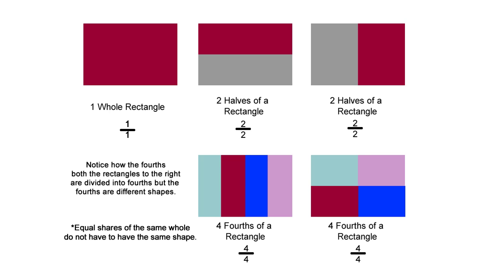In other words, as you can see from the rectangles at the bottom, the rectangles are the same size. They are cut into 4 equal parts, but in different ways. So even though a fourth on the left rectangle is different from a fourth on the right rectangle, they are still 1 fourth of the rectangle and still represent the same amount.